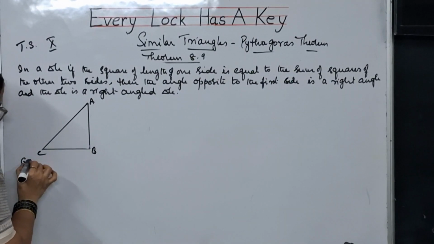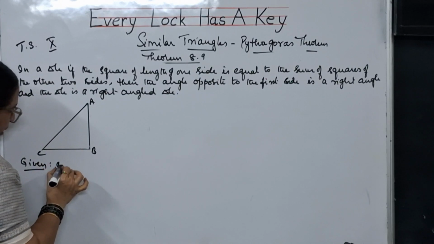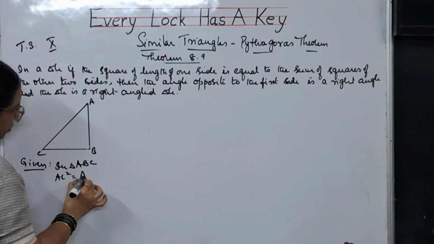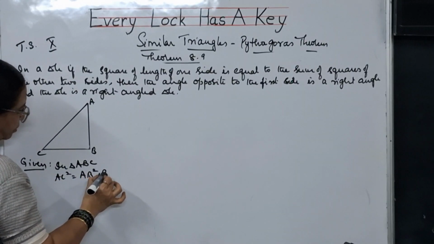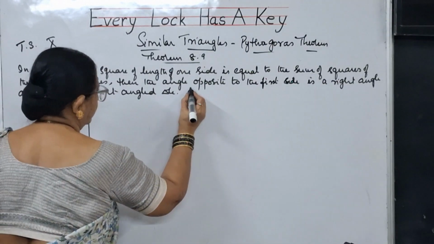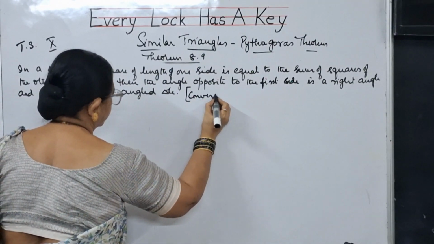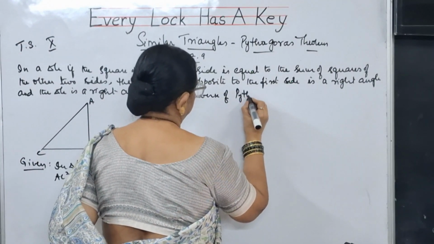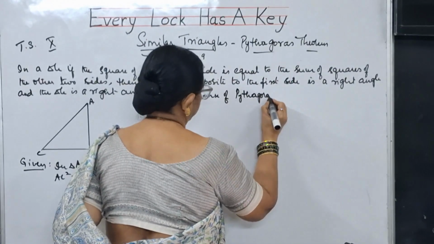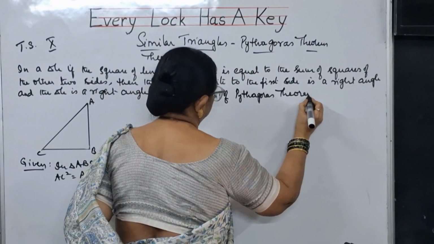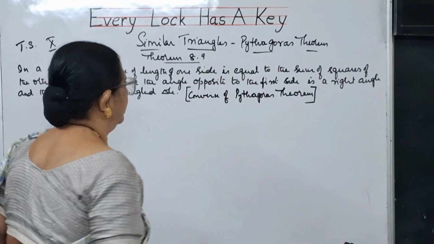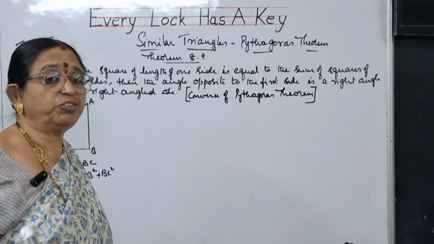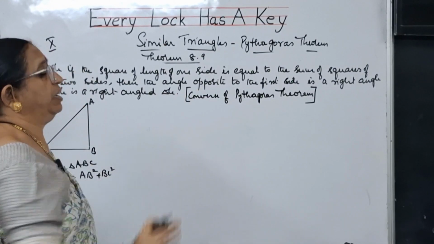So what is given to us? In triangle ABC, AC square is equal to AB square plus BC square. This can also be written as the converse of Pythagoras theorem. This theorem is the converse, which means what is given in the Pythagoras theorem should be proved, and what is to be proved in the Pythagoras theorem is given here.